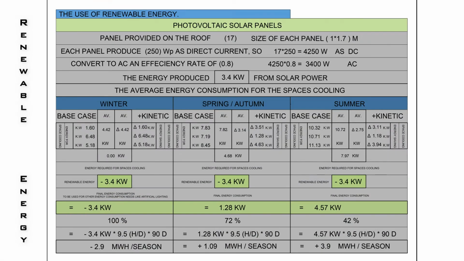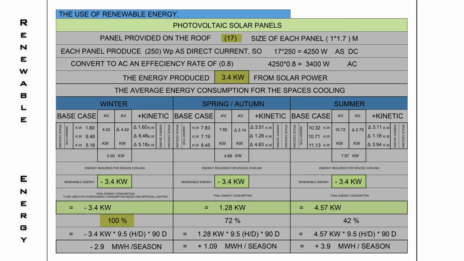The use of renewable energy. The project has 17 photovoltaic panels on the roof, with a total energy production of 3.4 kilowatts, used for the project's average cooling energy consumption. But in winter the cooling energy consumption is zero, so the solar power could be used for artificial lighting.